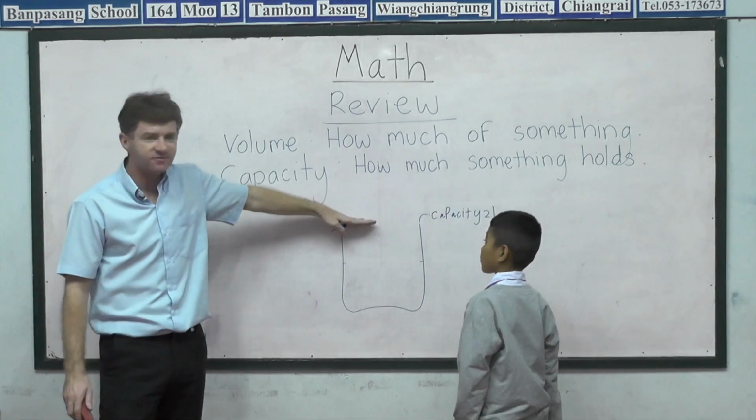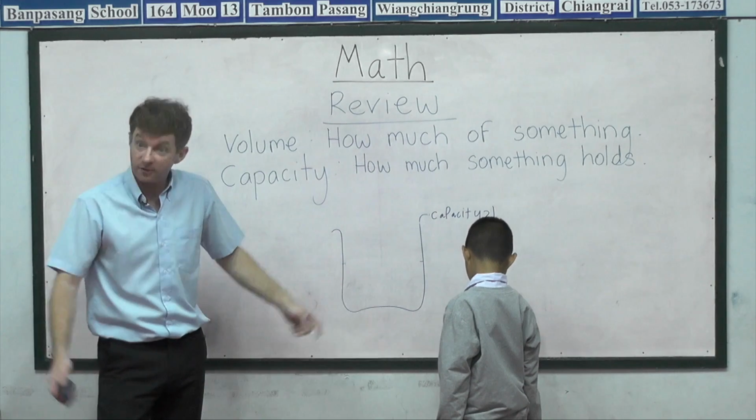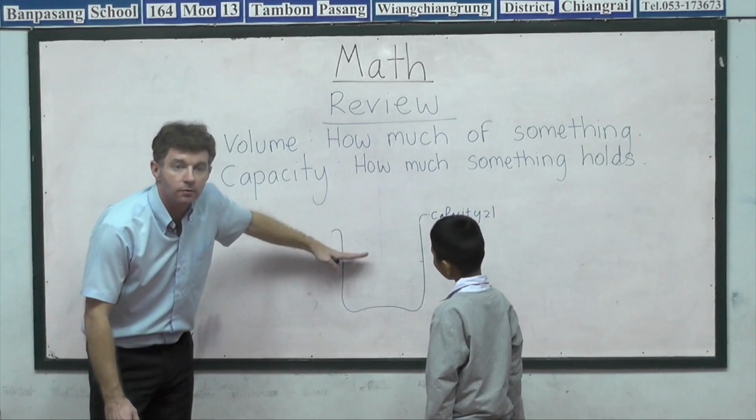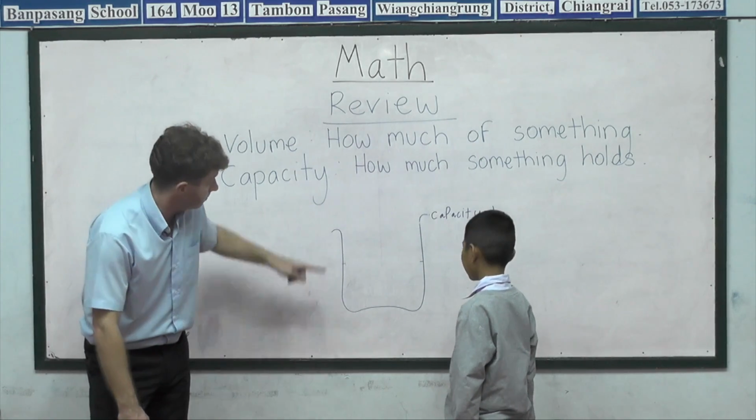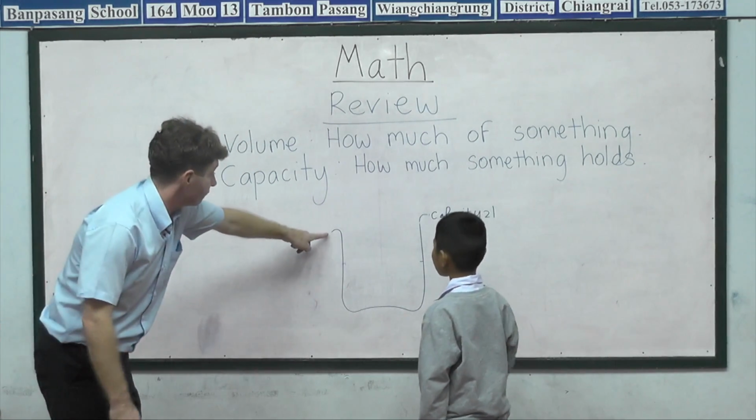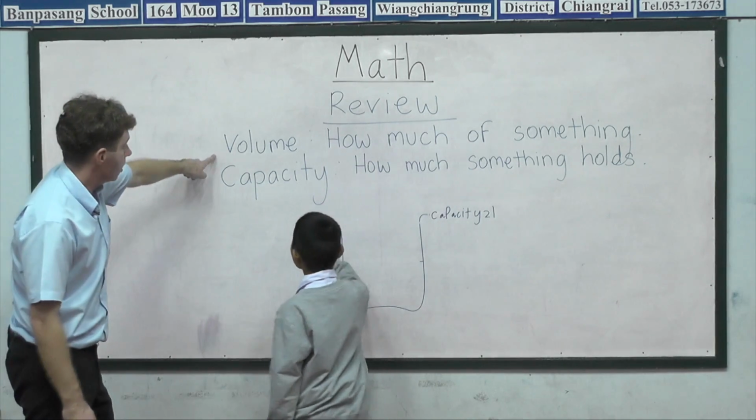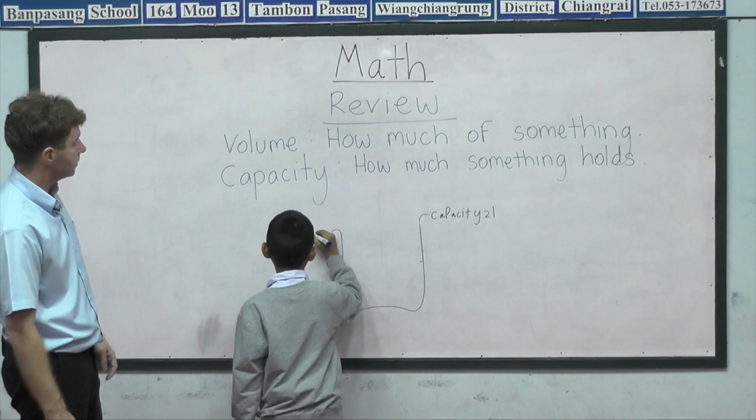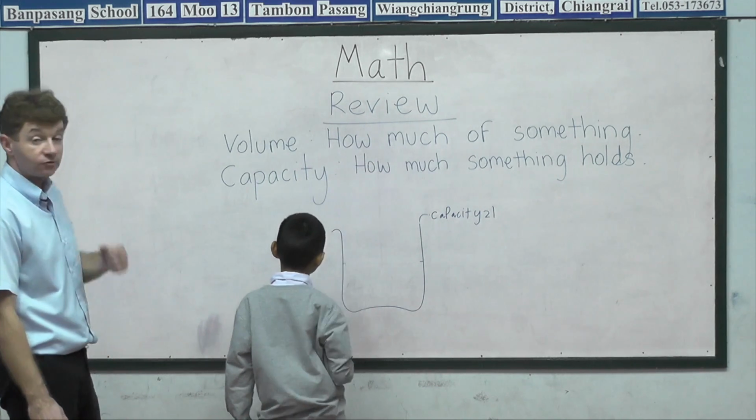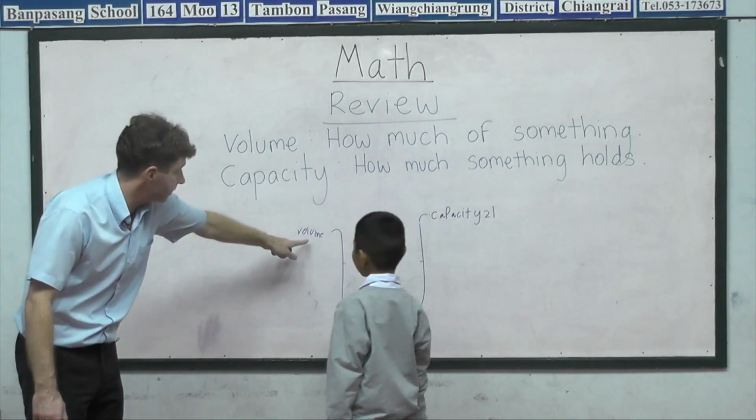So if the capacity is 2 litres and the volume is also 2 litres, where does the volume go? The volume must be at the top. Can you write volume? Yes. V-O-L-U-M-E. And what's our volume? 2 litres. So again, 2L.